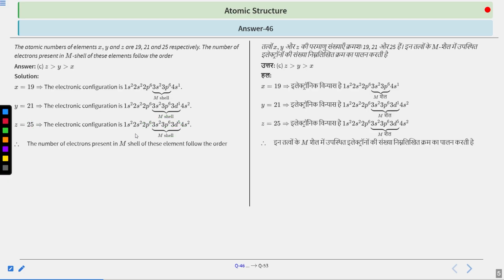So what will be the order now? The number of electrons present in the M shell of these elements will follow the order Z is greater than Y is greater than X, because Z has 13 electrons, Y has 9 electrons, and X has 8 electrons. So the largest number of electrons is in Z, which is 13. Then Y is 9, which is smaller than Z, and X, the smallest, has 8 electrons. This is the order. Okay. Now moving on to the next question.